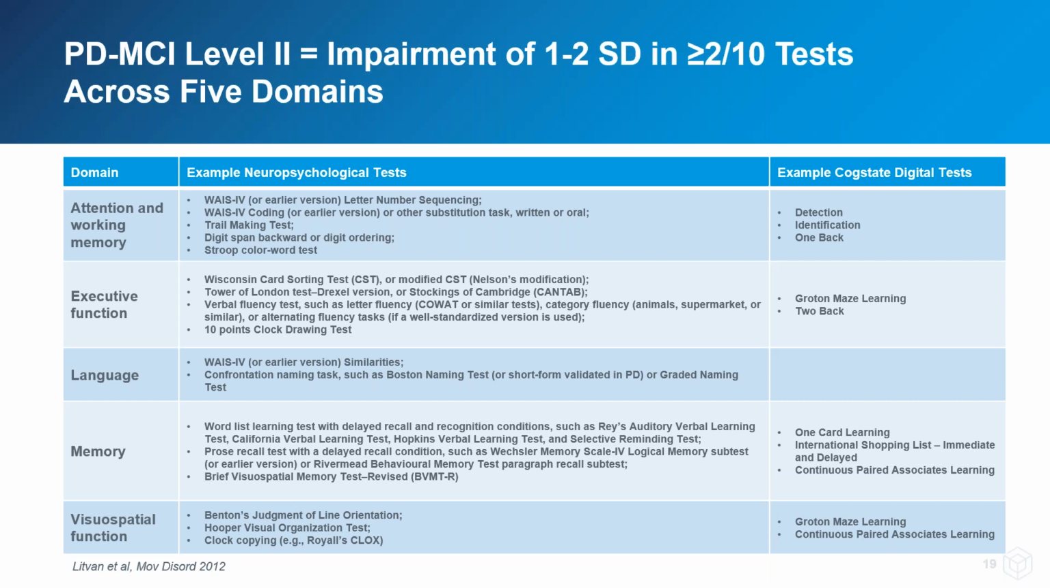Each domain needs two measures, and in order to meet the criteria for impairment, two out of the 10 measures require evidence of impairment compared to normative data, which can be particularly challenging. This list shows, again, a number of options available for each domain, including traditional neuropsychological tests, as well as some examples from Cogstate, a computerized battery of tests, but there are other options as well.